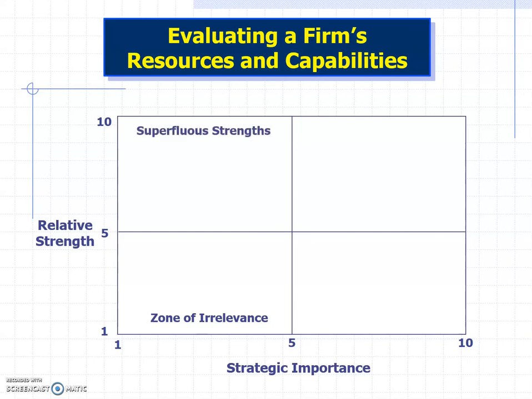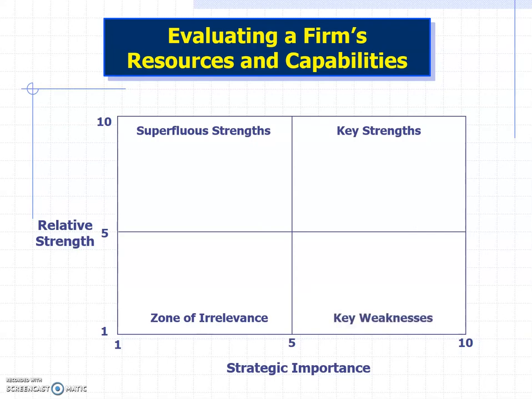Then if we move upward, we see that we're strong on these points, but these are not strategically important points. So we can call these superfluous strengths, that is, kind of meaningless strengths, not important strengths. Then our key strengths are characteristics or resources and capabilities that we are good at, that we're strong at, but they're also strategically important.